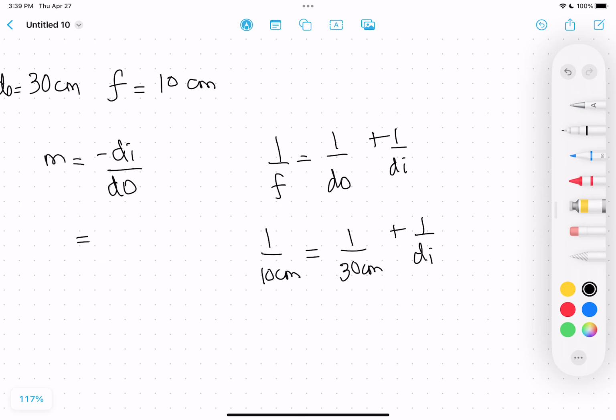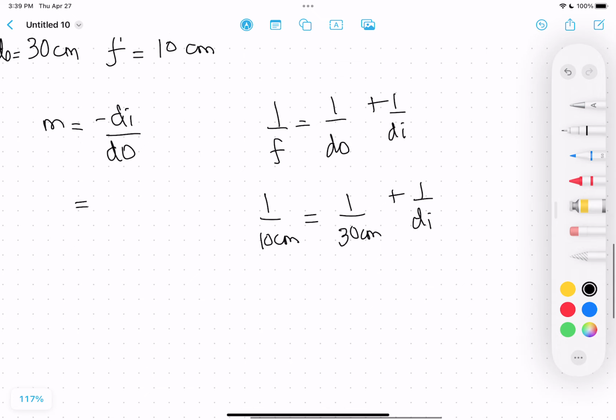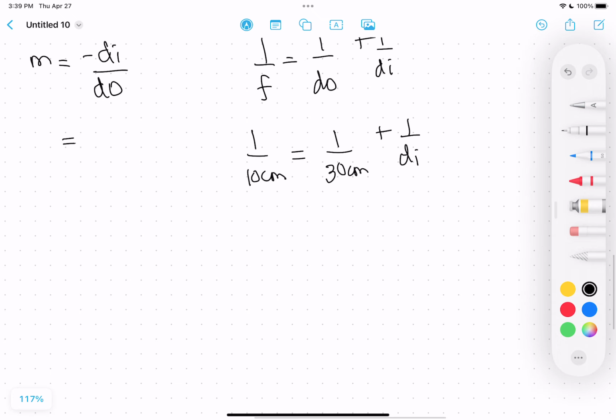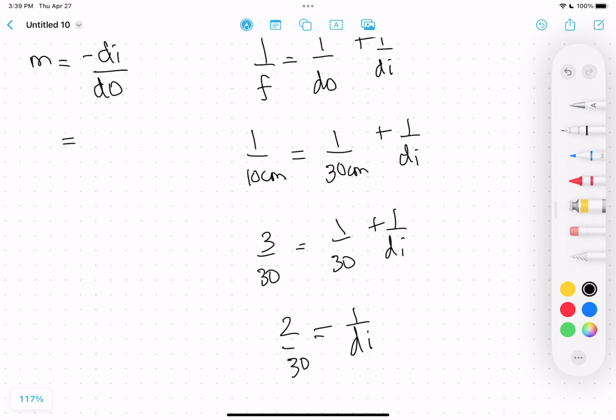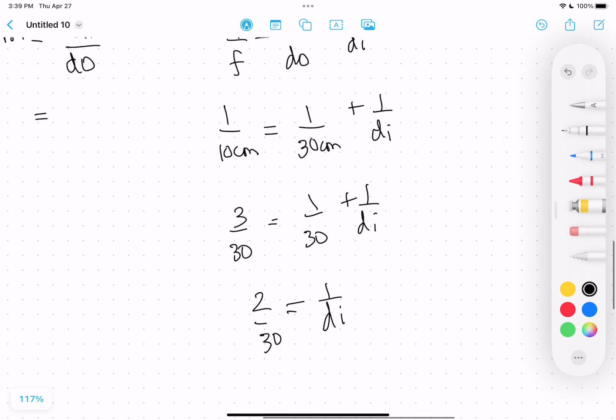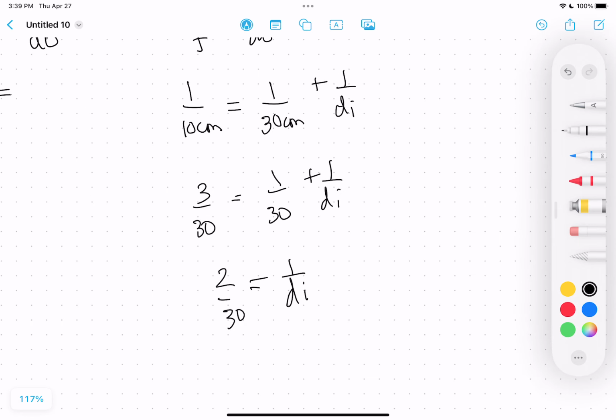And once we have the image distance, we can plug that into the magnification equation to figure out what our magnification is. So once we do that, we should see 3 over 30 is equal to 1 over 30 plus 1 over di. So we should see 2 over 30 is equal to 1 over di. So our image distance should be around 15 centimeters. Where did we get the 3 from?